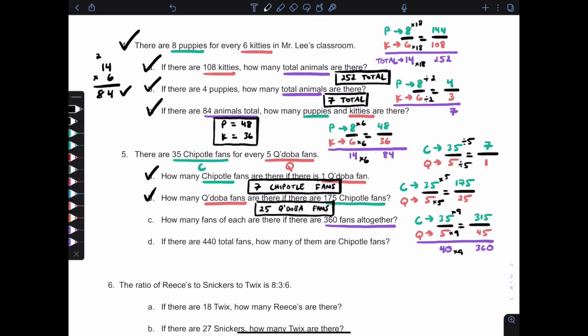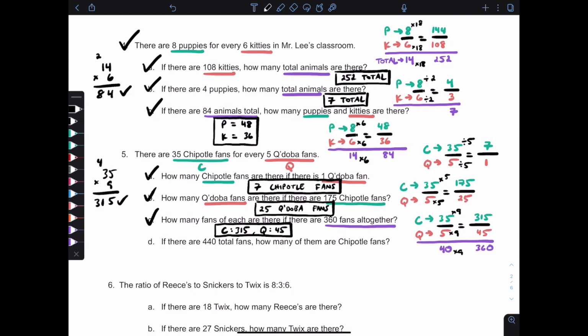I'll try not to be lazy. I'll write it out. 35 times 9 is going to be 45. Carry the 4, 315. Okay, cool. So it says how many of each would there be? We could say that there would be, I'll abbreviate here, hope that's okay, Chipotle would be 315, and then Qdoba would be 45. And that's if there were 360 total people, and that should add up to 360, which it does.